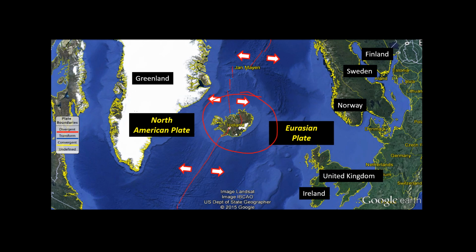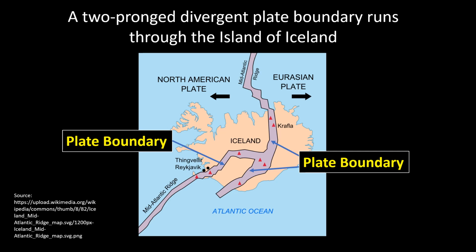Iceland marks the boundary between the North American plate to the west and the Eurasian plate to the east. Interestingly, the plate boundary is a two-pronged plate boundary as it slices through Iceland. And the main place that we're going to focus on is this area, what's known as the Western Volcanic Zone.